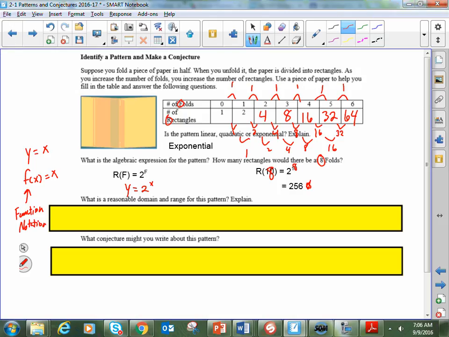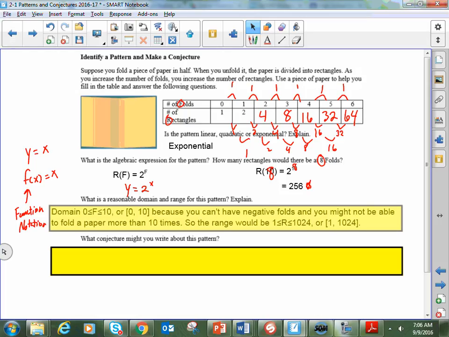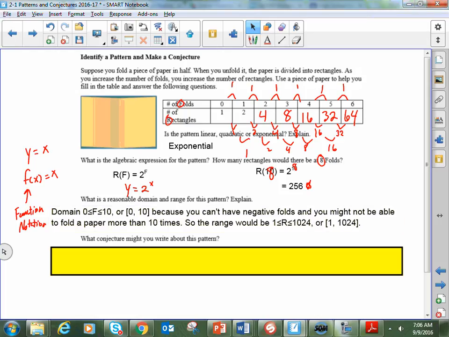So what is a reasonable domain and range? Well, algebraically speaking, we can have a whole lot of numbers for our domain. An exponential function has a domain of all real numbers, but realistically speaking, I'm probably going to say between 0 and 10, because I can't have a negative number of folds, and probably once I get to 10 folds in a piece of paper, I really can't do any more. So that would give me a range of about 1 to 1024.